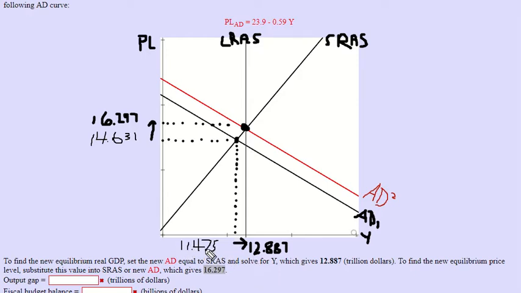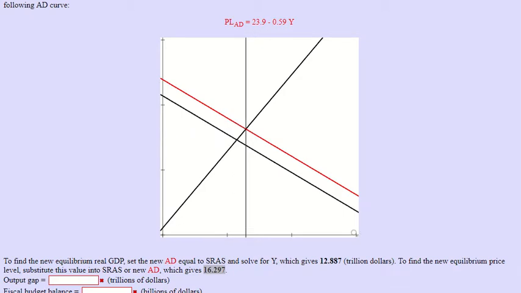So GDP went from 11.475 to 12.887. The price level went from 14.631 up to 16.297. Okay, that's how you'd have to label that graph in your homework memo that you had to upload.